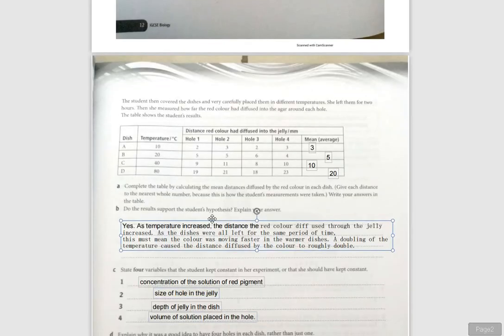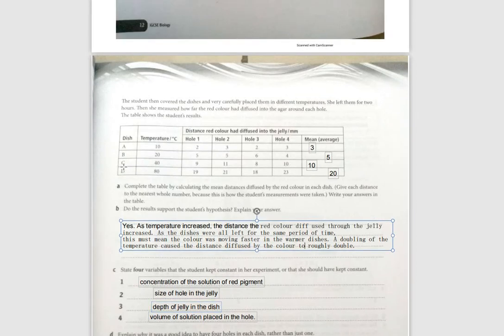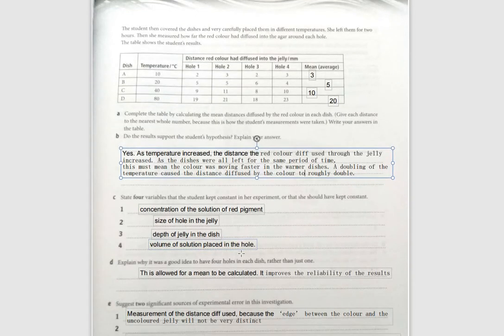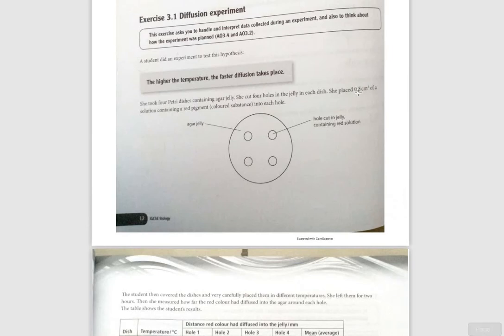So the one that she should have actually kept constant was the size of the hole in the jelly, the depth of the jelly in the dish, since they were 4 dishes. So we don't know how deep the petri dishes or how deep the agar jellies were. So she should have maintained the depth, and the volume of solution placed in the hole. This is just the concentration. 0.5 centimeter cubic is the concentration.